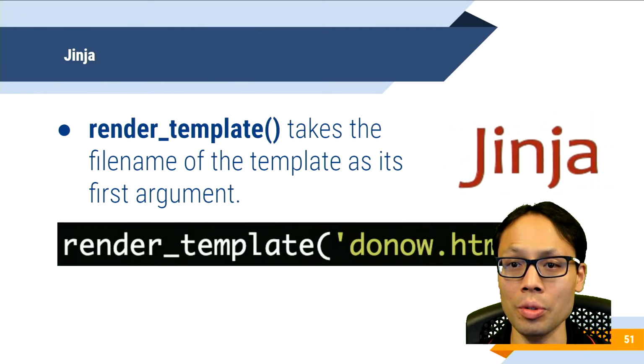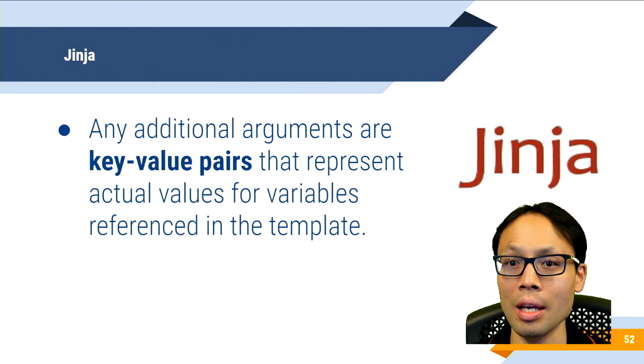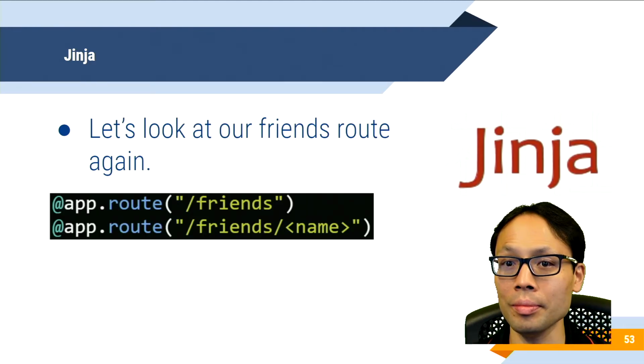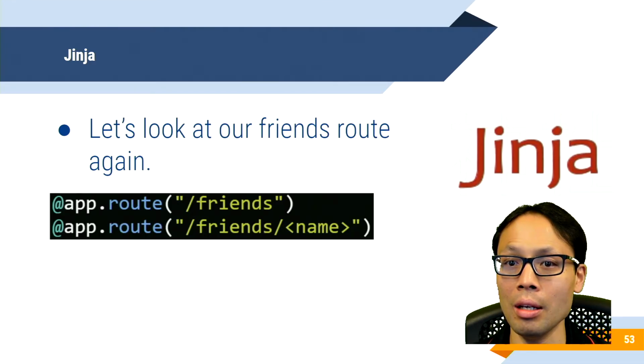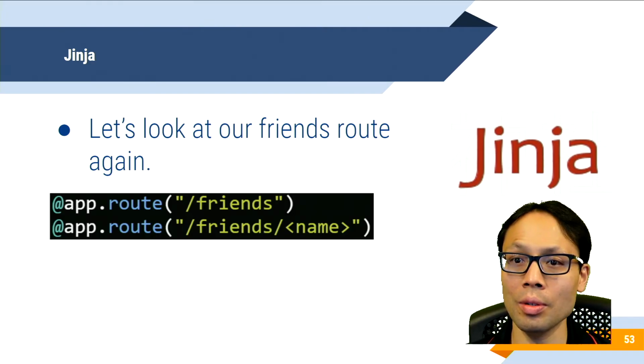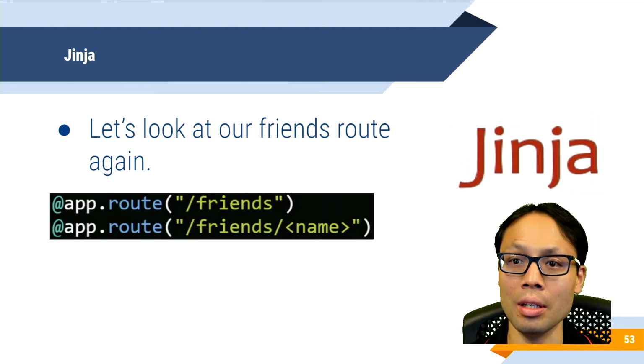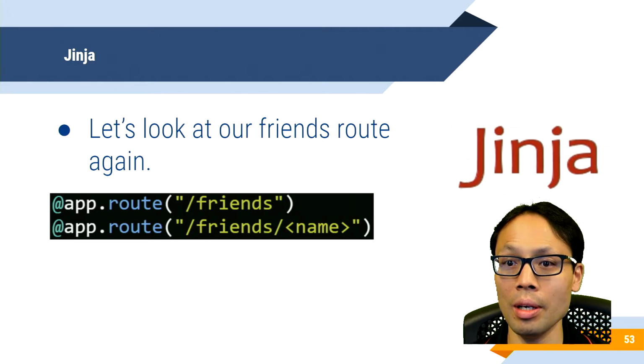So again, we've used this before. Render template takes the file name of the template as its first argument. And now we're going to do something a little bit different. We're going to add additional arguments in key value pairs, and they represent actual values for variables that are referenced within your template. For example, let's look at our friends route. We had our default /friends, and then we started to pass in our friends' names with a less than, then the variable name, in this case name, and then greater than.